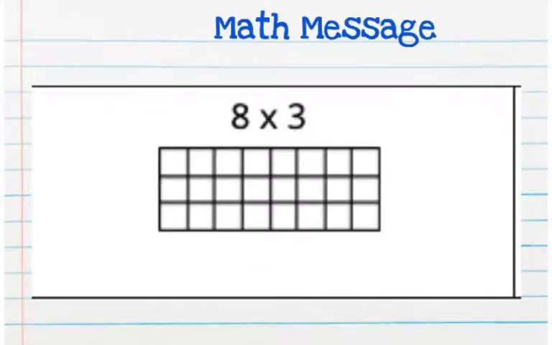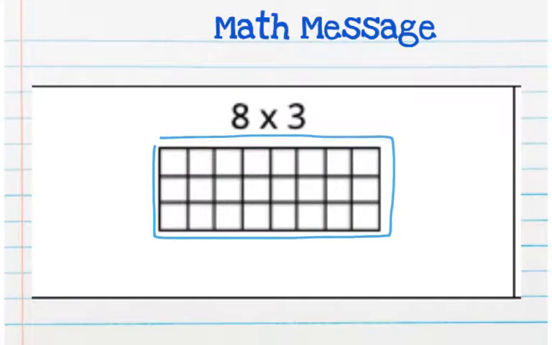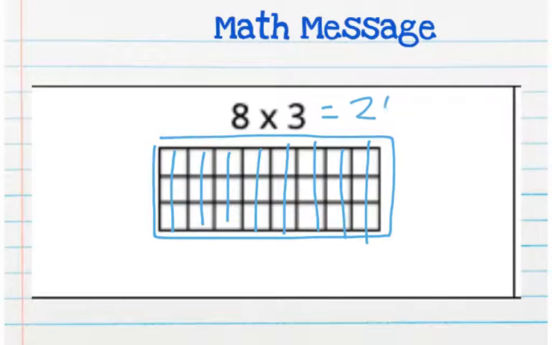Or let's look at 8 times 3. I can see here that 8 times 3 I can make with this array with 8 equal groups of 3. So I'm seeing here 3, 6, 9, 12, 15, 18, 21, 24. So I can remember that 8 times 3 is equal to 24.